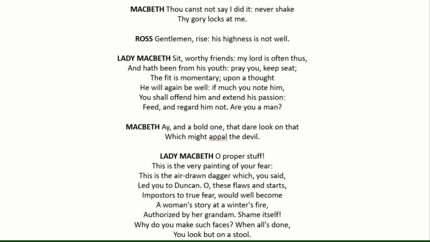Macbeth says, yes, I am a man, and a bold one, because even the devil would not look upon this ghost. And Lady Macbeth says that you're speaking nonsense. Once again, it's just the hallucination similar to the dagger. And these outbursts don't even look like real fear. It's more like how you would act if a woman was telling you a scary story by a fire with your grandmother. She said that she's ashamed of him.